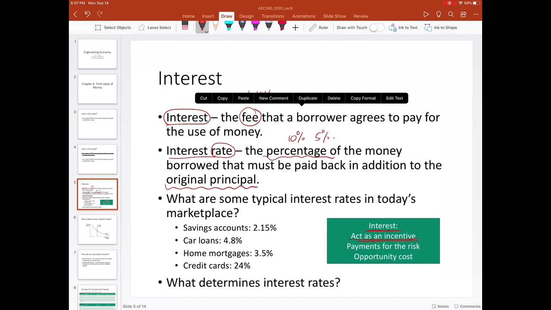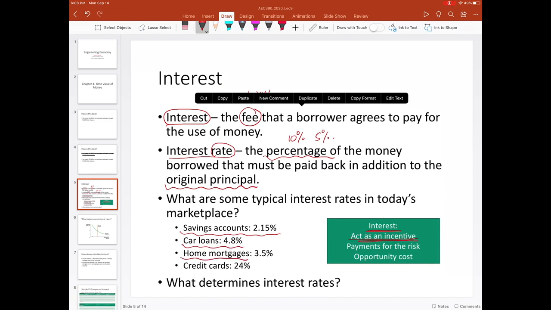And so on the market, every day we can see different interest rates. If you go check your savings account, you will see your interest rate. It's very low, right? Usually around 2%. It could be lower or higher than that, depending on the market. Okay, and car loans. Usually car loans are around 4 to 5%.